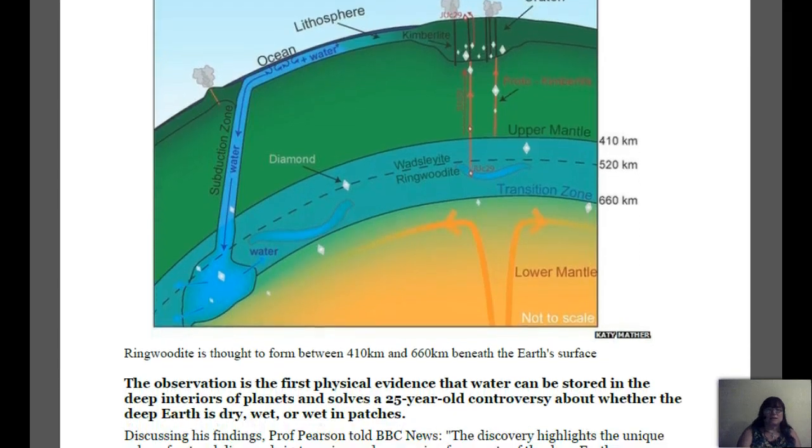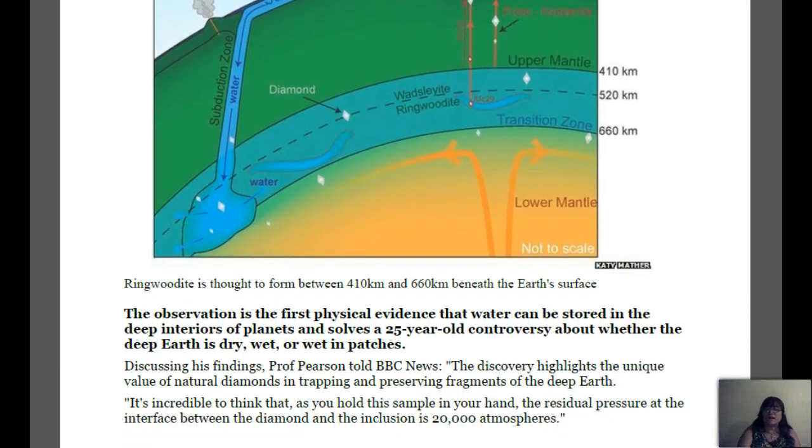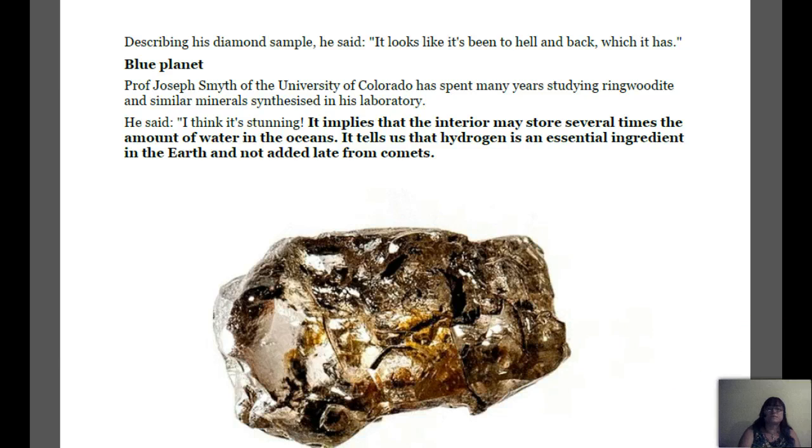And the observation is the first physical evidence that water can be stored in the deep interiors of planets and solves a 25-year-old controversy about whether the deep Earth is dry, wet or wet in patches. And I'll let you read that by pausing. And I'm going to go to the last page of the article.